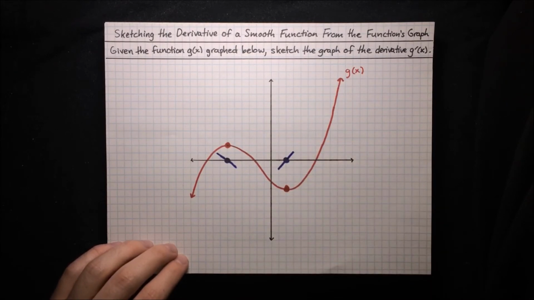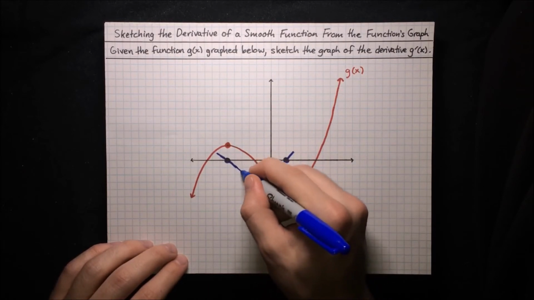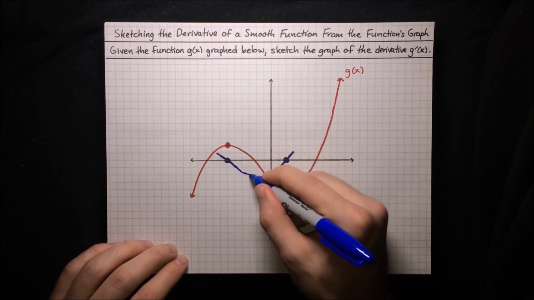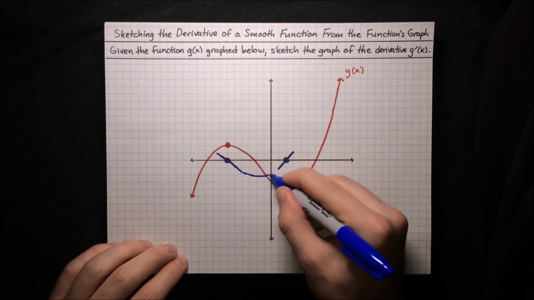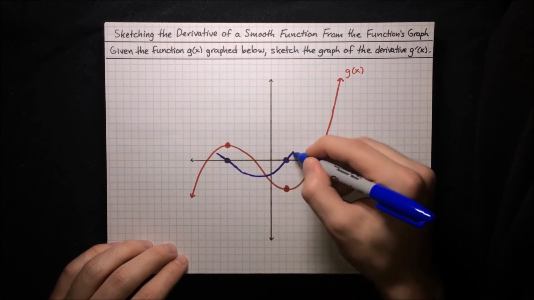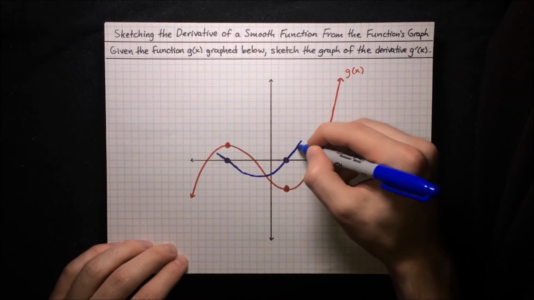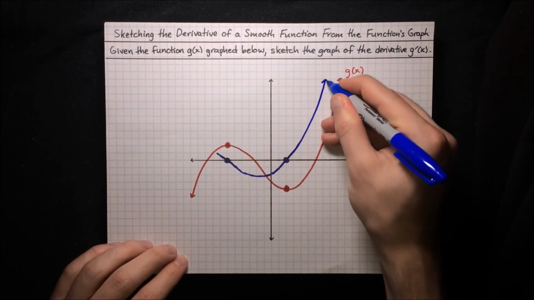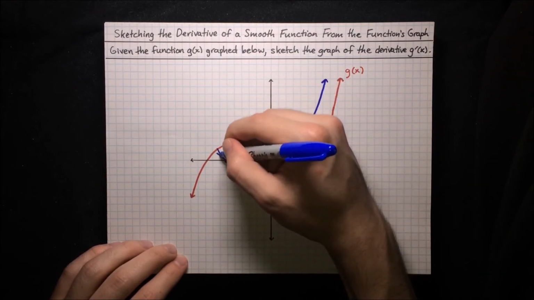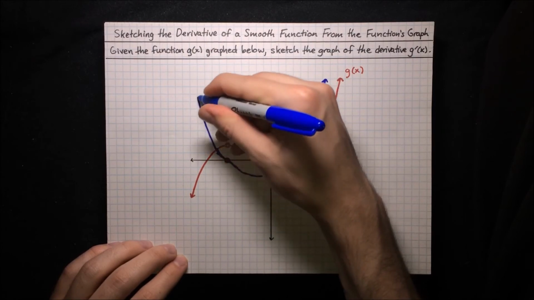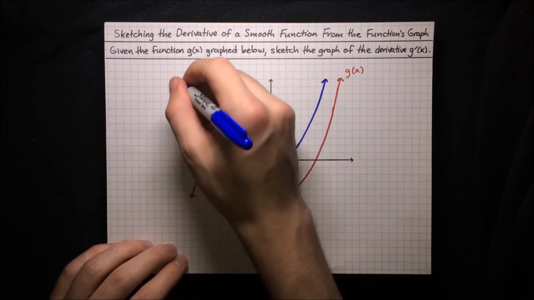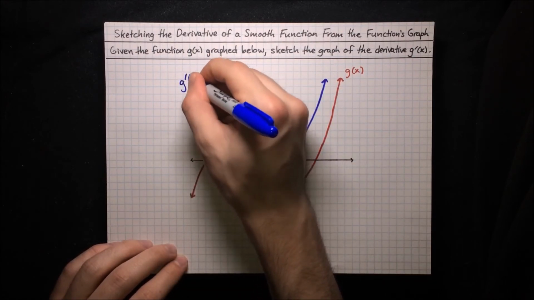Now we can just go ahead and infer the shape of the rest of the graph. It's just going to be an upward parabola. It looks like this. It goes down and then has to come back up for this root here, and then it keeps on going upward. Same thing on the other side as well, going upward. So there we go. There's our graph of g prime of x.